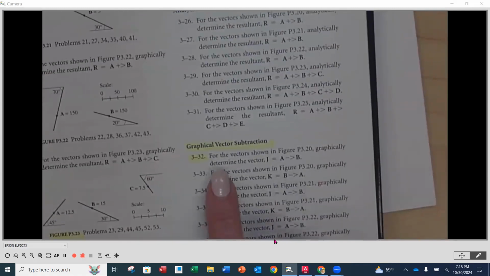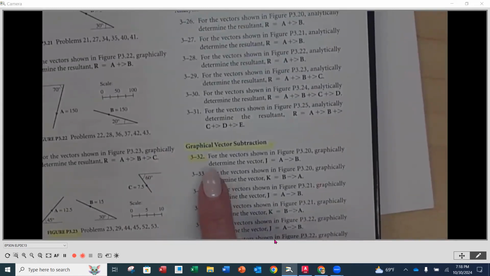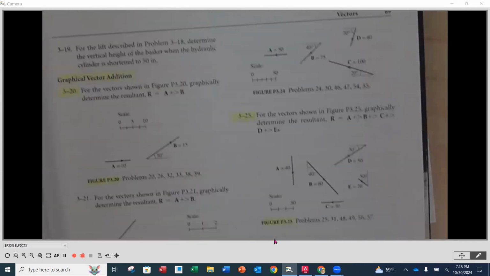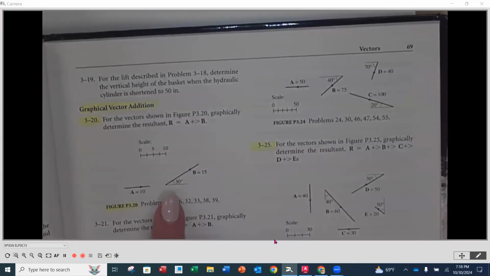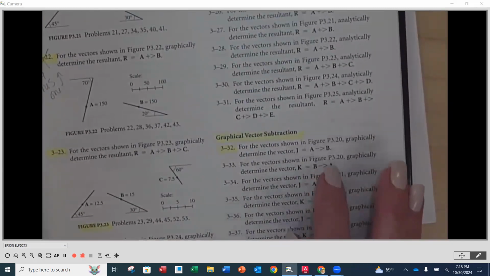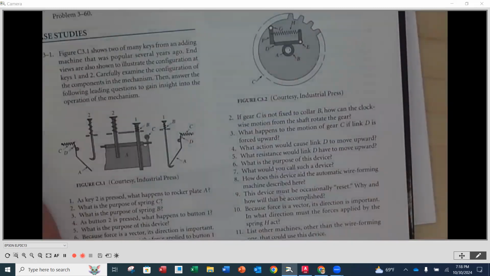All right. Then you're going to notice that we're going to do 1 vector subtraction. The first vector subtraction is going to be J is equal to A minus B. Okay. And you're going to be using the figure for 320, which was problem 320. So these 2 right here. So technically you've got these drawn already, and then you're just going to do an A minus B for that one.